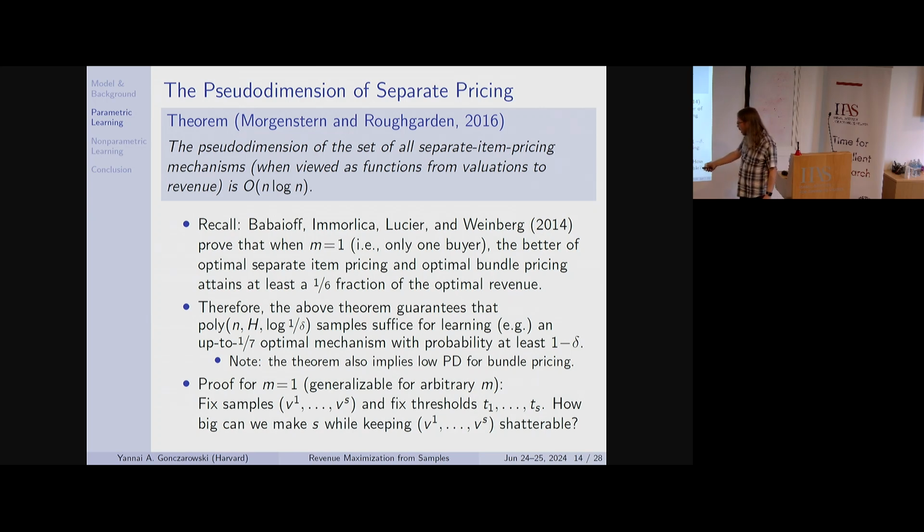So this is one buyer, so fix samples v1 through vs, fix a threshold for each sample. How big can we make S while keeping this set of samples shatterable? So give me a very big set of samples that is shatterable with respect to some thresholds T1 through TS. I'm going to spend the next slide bounding the size of this set because it is shatterable.